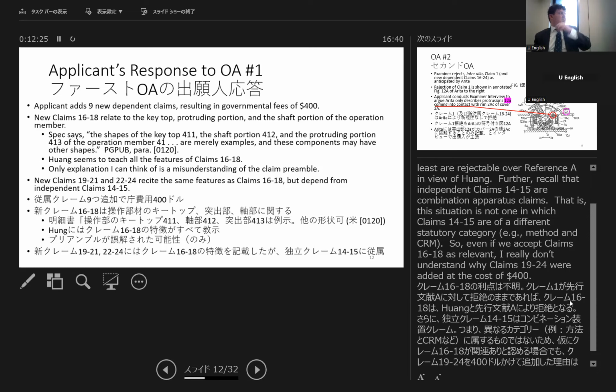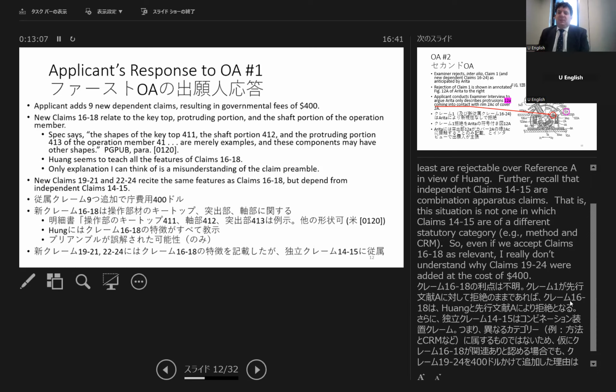And we can see that new claims 19 through 21 and 22 through 24 recite the same features, but depend instead from independent claims 14 and 15. But those are combination claims, as I said before, right? They only differ by preamble. And so we've got this situation where claims 14 through 15 are not of a different statutory category, right? Frequently, they are of a different statutory category. We've got methods, we've got computer readable mediums. Here, these are just the same apparatus claims. The dependent claims read identically.